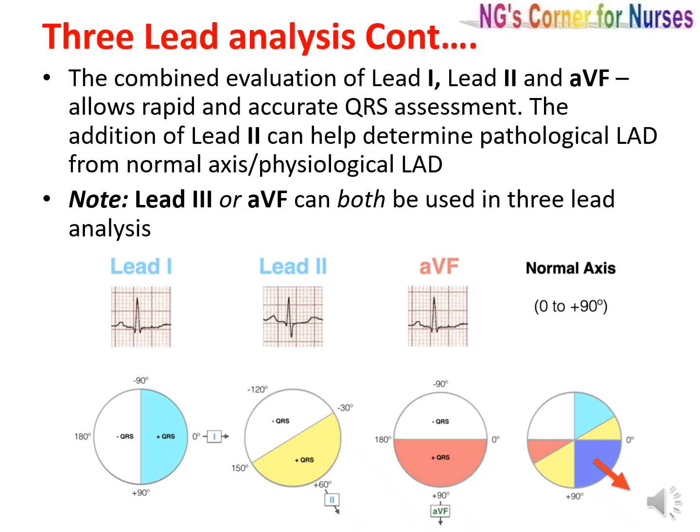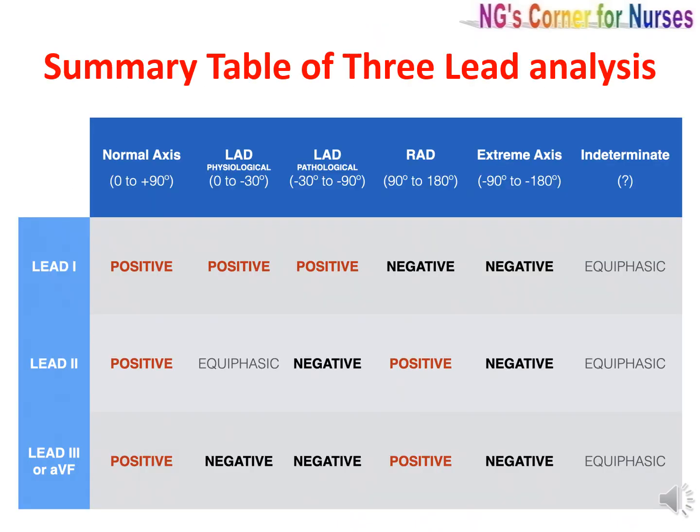So lead 3 or lead AVF can both be used in 3 lead analysis. In 3 lead analysis with lead 1 and lead 2, we can use lead 3 or lead AVF. This is the summary table of 3 lead analysis method. By using this summary table, we can determine the axis deviation of a particular ECG.